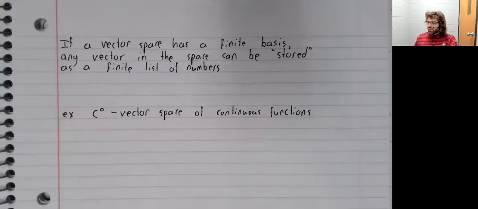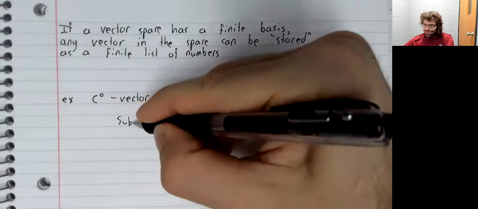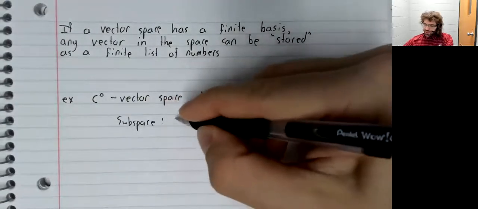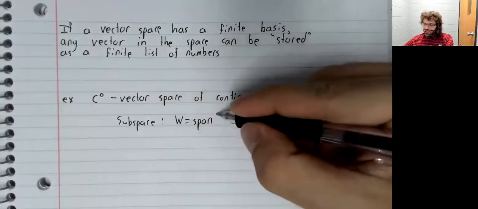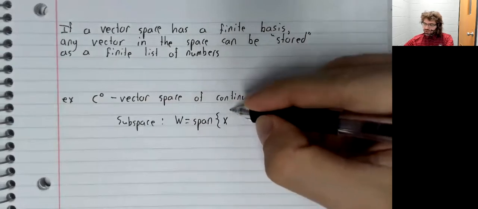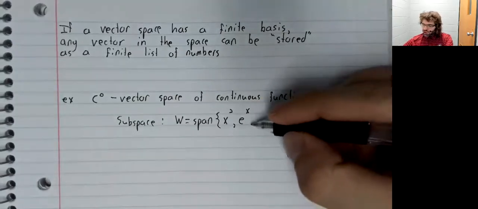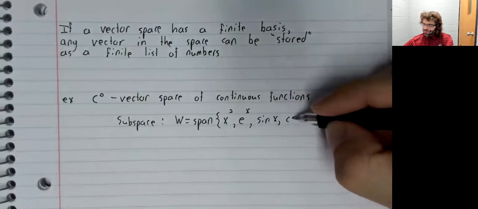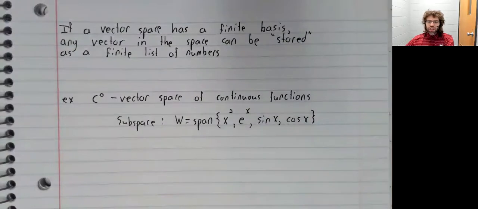let's look at the vector space of continuous functions, and then let's look at a subspace of this bigger vector space. Let's look at the span of x squared, the exponential function, the sine of x, and the cosine of x.